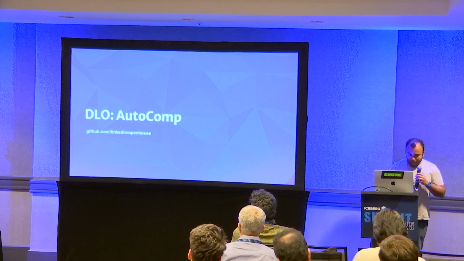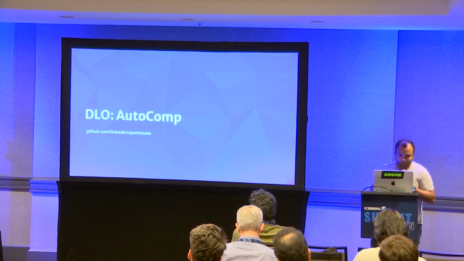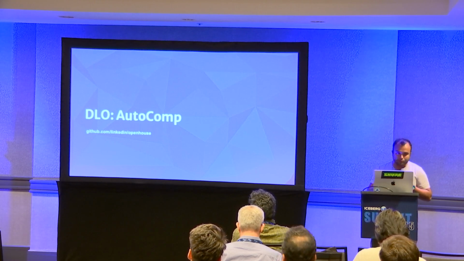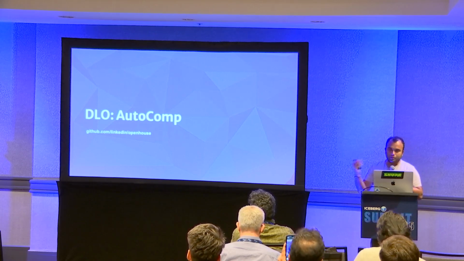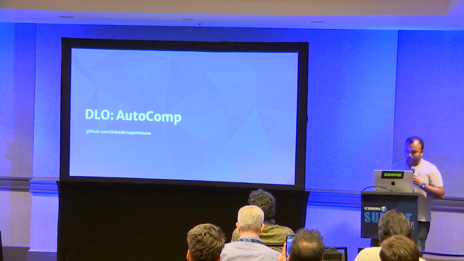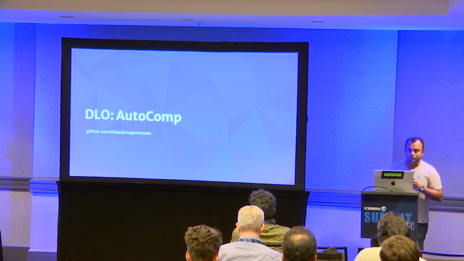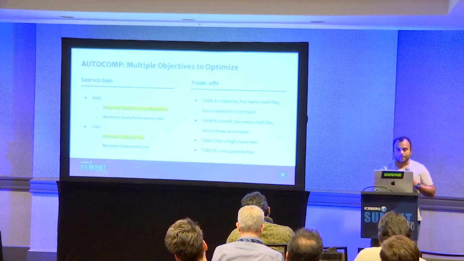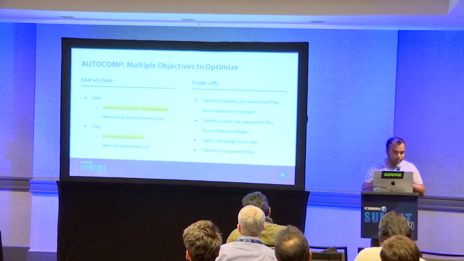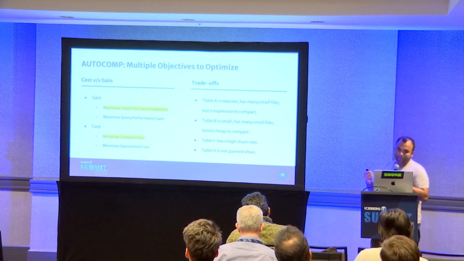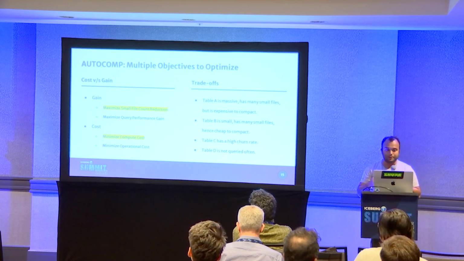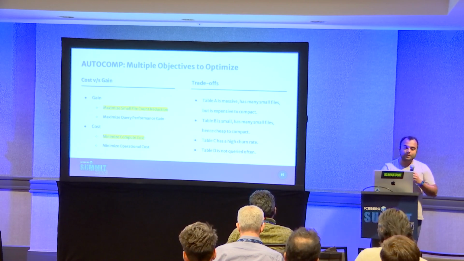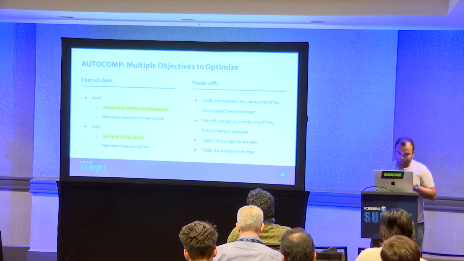So automatic compaction at scale was one of the goals that we intended to achieve in our first version. The code is open source. It's in this repo, github.com linked in Openhouse. And specifically for the first iteration of data layout optimization as part of Autocomp, we wanted to optimize these two objectives. We wanted to maximize the small file count reduction, and we wanted to minimize the cost of doing compaction.